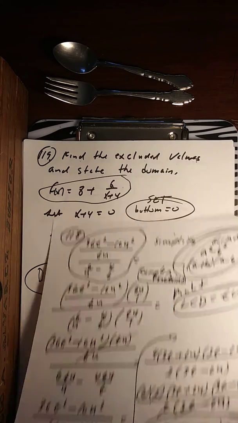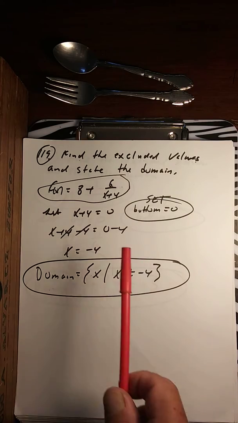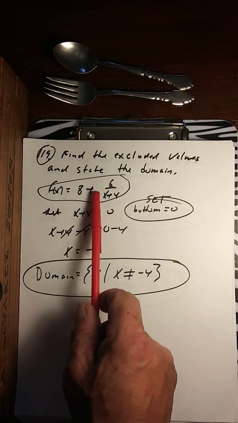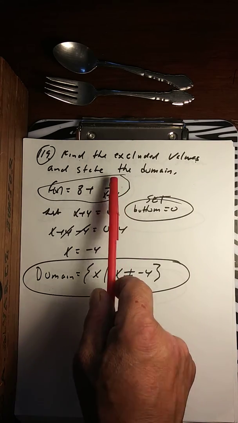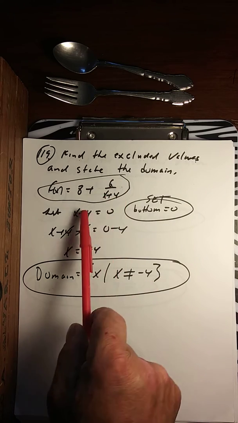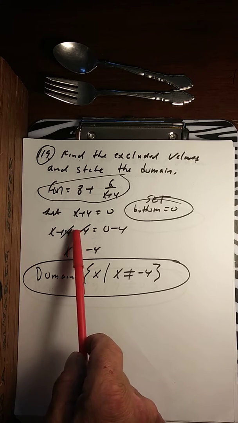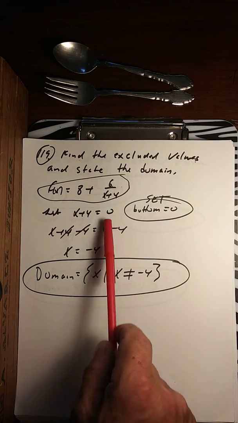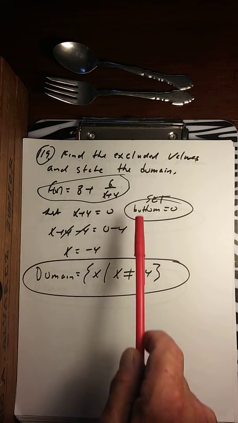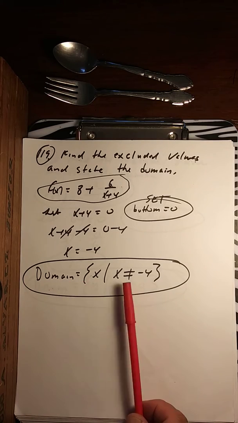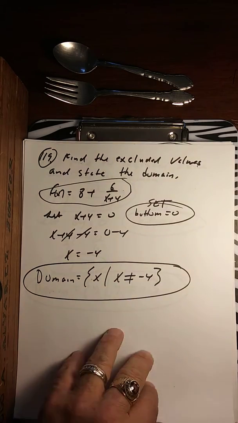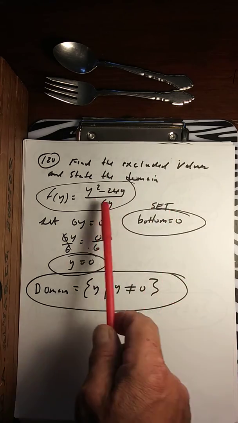Find excluded values and state the domain. All right, you don't want division by 0. So if the bottom, x plus 4, equals 0, it's not going to be there. Can't use it for your domain. So subtract 4, x equals -4. If you put -4 in here, you get 0 in the denominator. So the domain is any number you want to use, but just don't use what? -4.